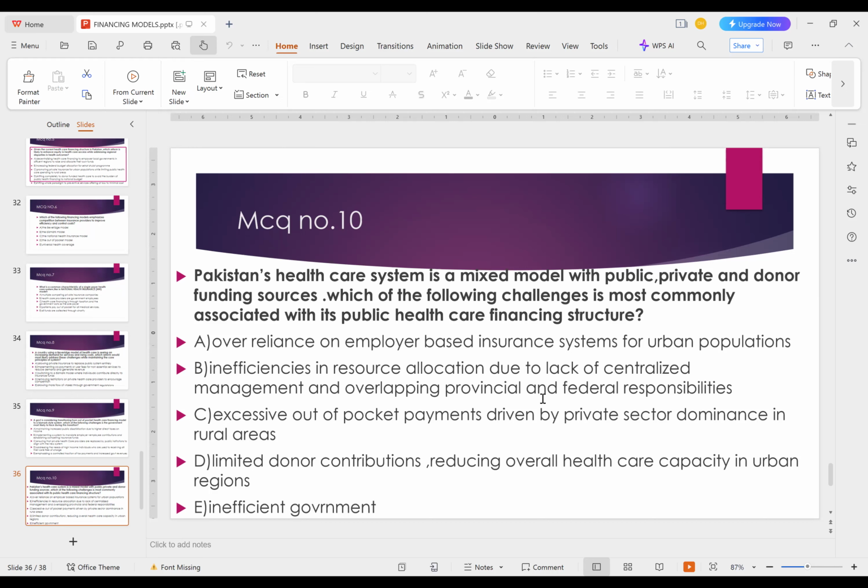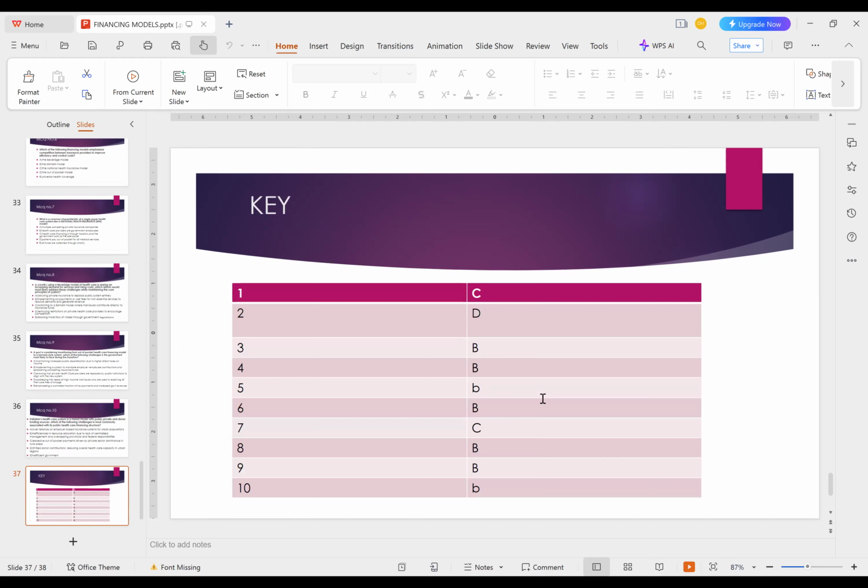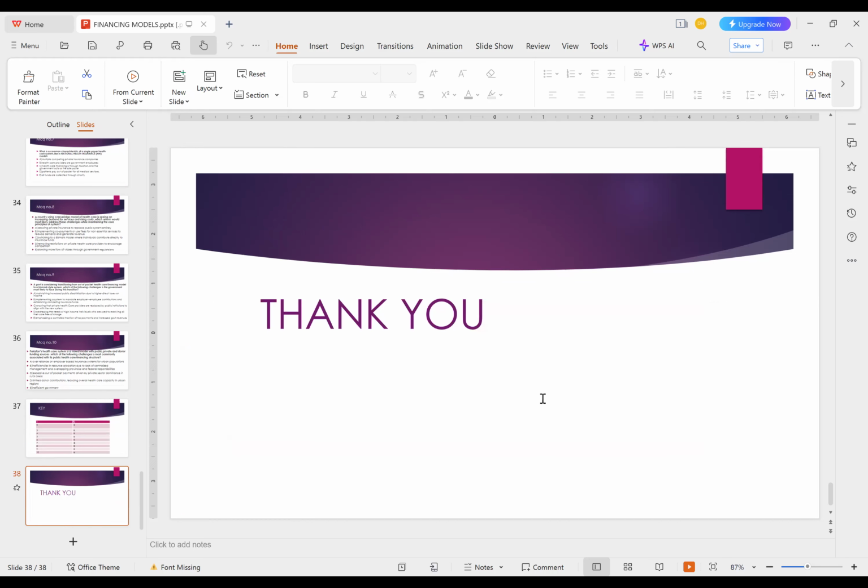B is the correct answer: inefficiencies in resource allocation due to lack of centralized management and overlapping provincial and federal responsibilities. This is the key for the MCQs provided here, and at the end, I would like to thank you all for bearing with me and giving me a chance to speak with you. Thank you so much.